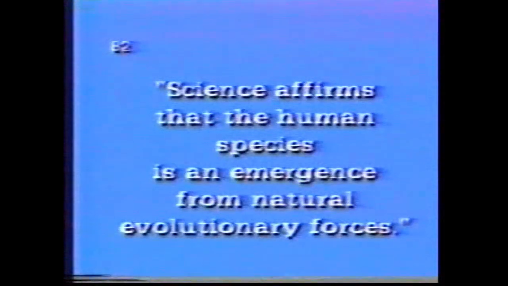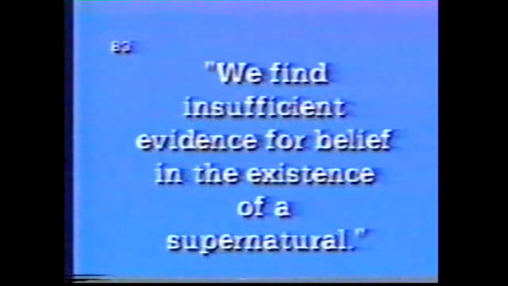In 1973, the humanist religion issued a second manifesto. They pretty well reiterated the religious tenets of the first manifesto. For instance, they repeated their belief in evolution. They said this, number 82, science affirms that the human species is an emergence from natural evolutionary forces. They repeated their belief that there was no God. Number 83, we find insufficient evidence for belief in the existence of a supernatural.